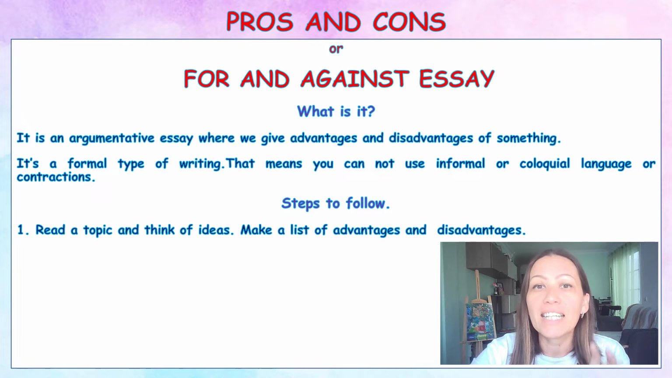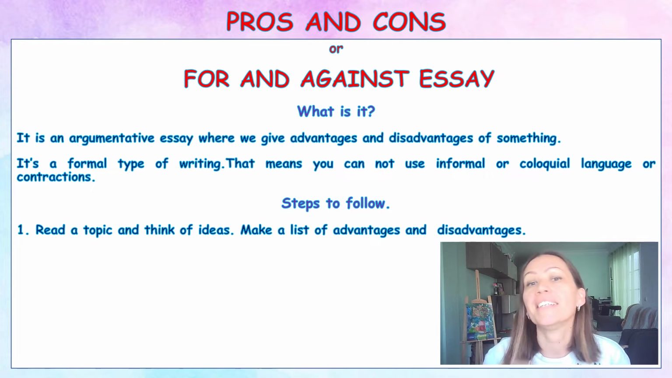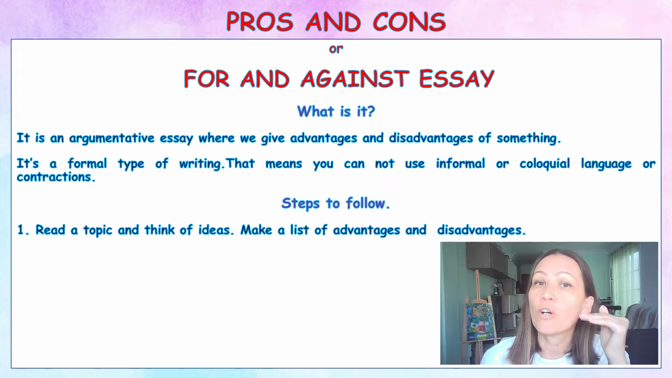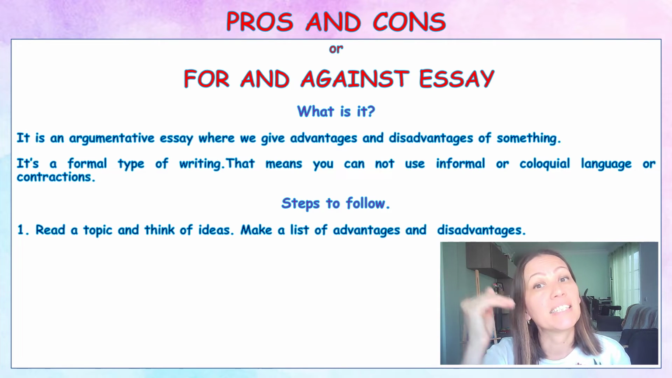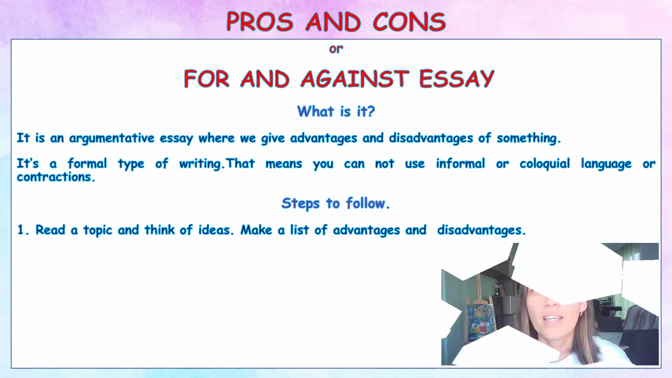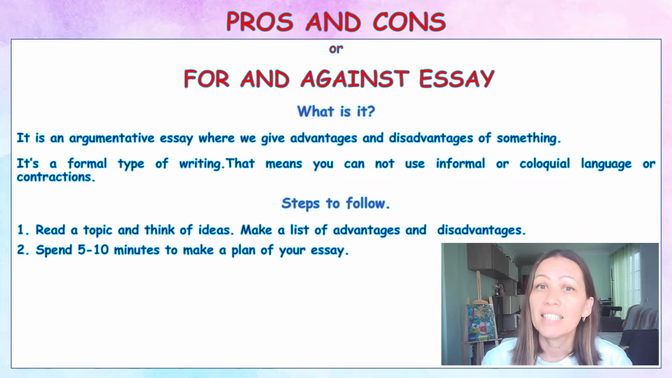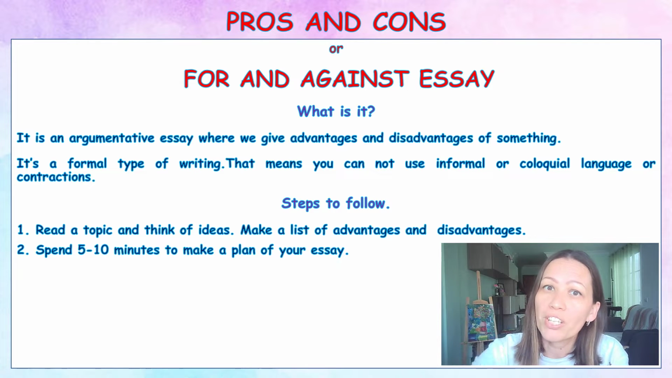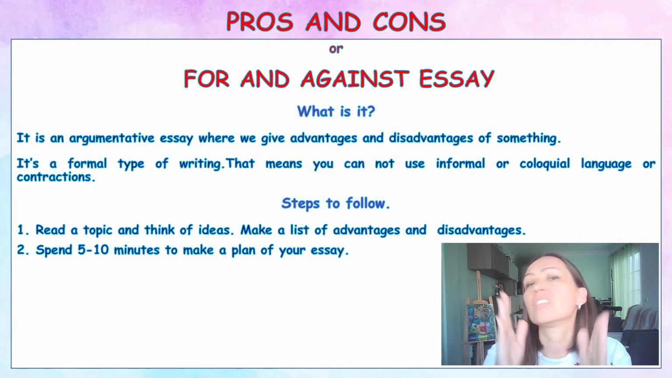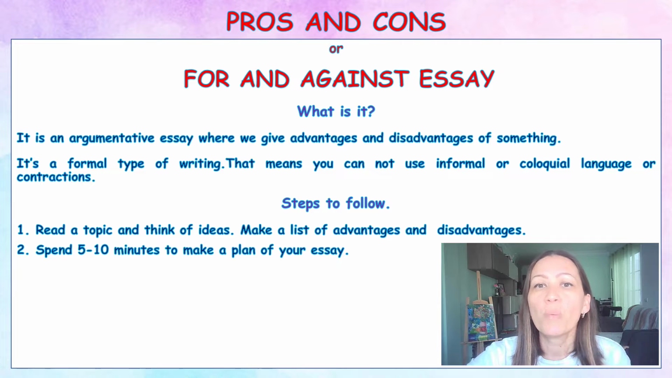First of all, read the topic and think of ideas. Make a list of advantages and disadvantages. There is one common mistake a lot of students make. When they are given a topic, they start to write straight away. Don't do it. Stop. Stop and take 5 or 10 minutes to think of your ideas.